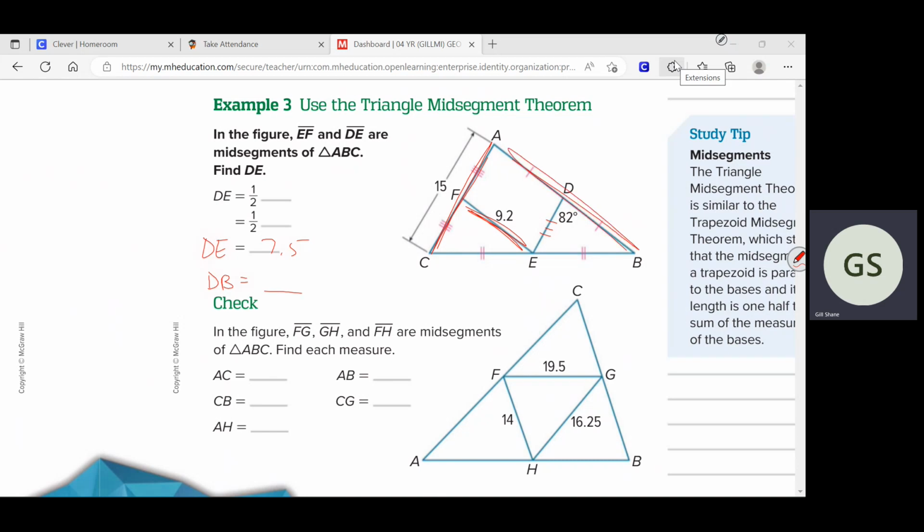So what do I do to go from 9.2 to DB? Pharrell, what do I do to go from the 9.2? I want to solve for DB. How do I get there? I know the lines that are parallel now. Riley just can't help talking about it. So 9.2 is FE. I want to know DB way over here. What do I do?